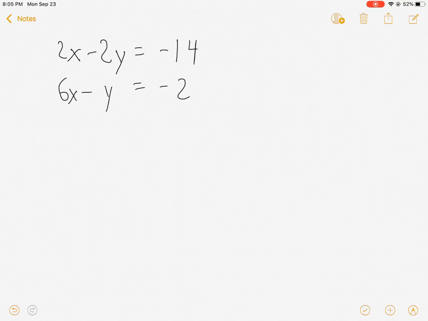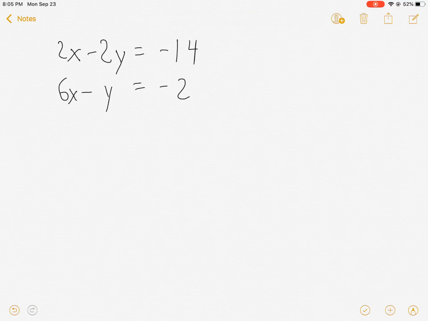Alright, this is going to be solving systems with two variables using the elimination method. Just the elimination method; there's a separate video for the substitution method. This video is just elimination method. The goal with elimination method, we've got two equations right here.